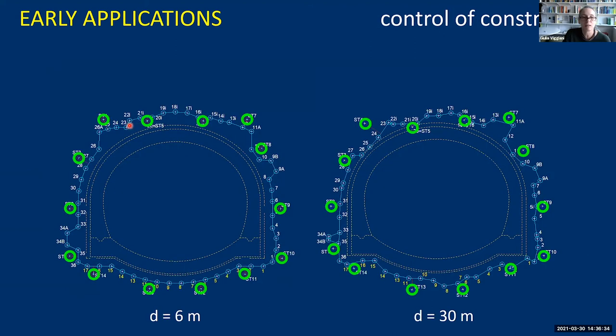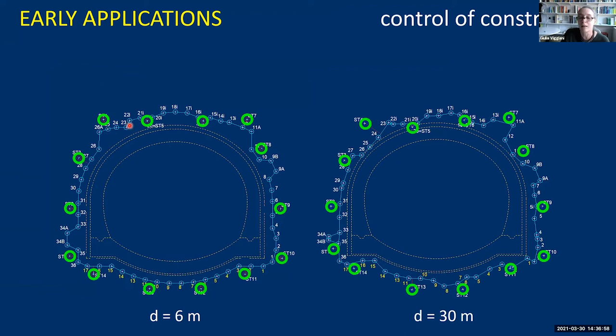Now, this is the real position, the constructed position of the freeze holes and observation holes at 6 meters and 30 meters from the diaphragm wall as measured by Maxibor. So this is not the intended positions, this is the real positions. And then you can see, particularly as you move further away from the diaphragm wall, these tubes are a little bit all over the place. They're not where they should be.